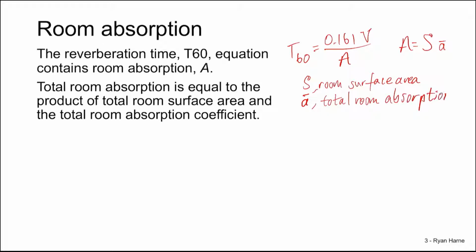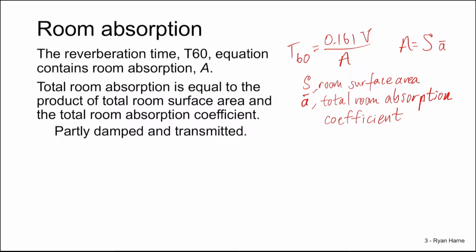Part of this acoustic energy is absorbed in the material and part of it is transmitted. So absorption is partly a transmission and dissipative phenomenon. The total room absorption coefficient is contained between 0 and 1. Since it has no units, it's a normalized factor. So that means our T60 can be written as equal to 0.161 times the room volume divided by S A bar.